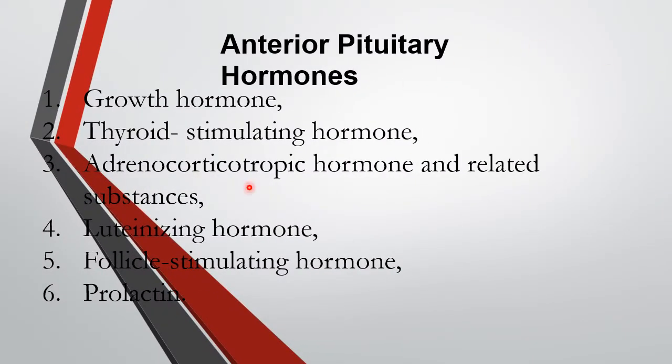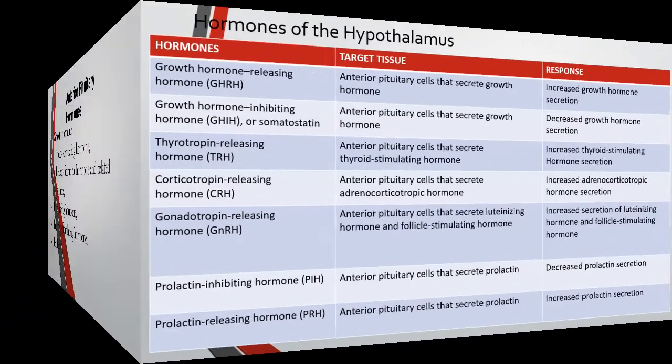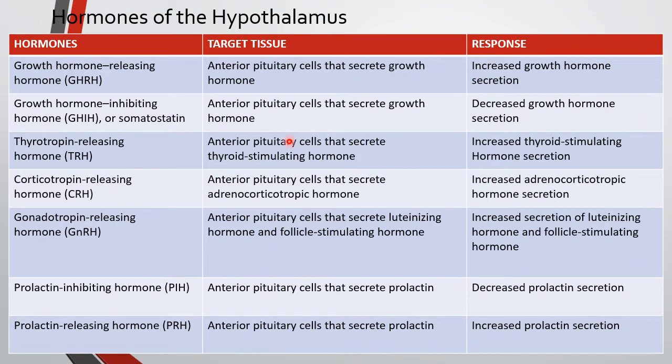Okay. So, dalawa lang ang hormone ng posterior pituitary. But for your anterior pituitary, you have many hormones, no? Ito silang lahat. Okay? So, merong table later, we will discuss each of the hormones. Ayan. But this table is referring to the hormones of the hypothalamus first.